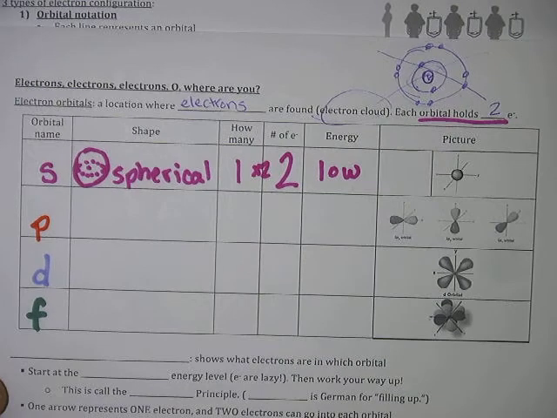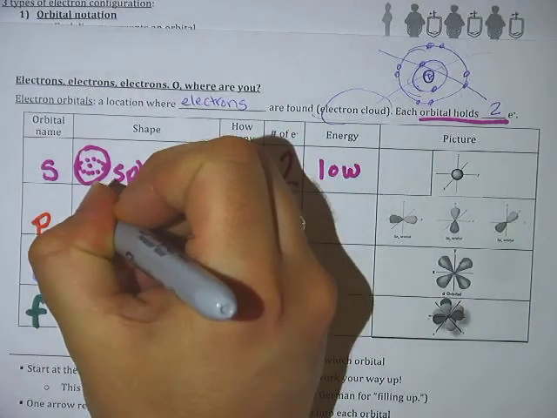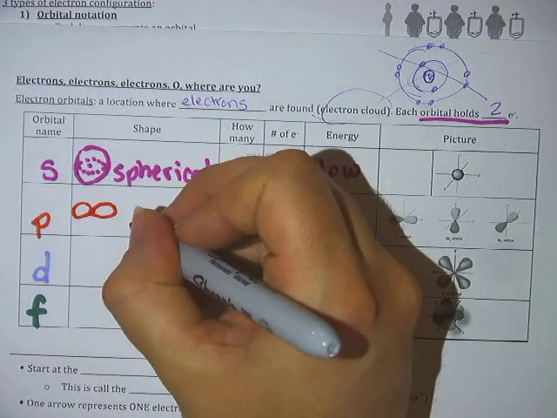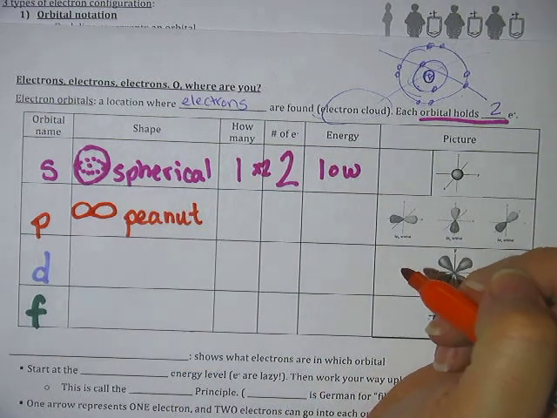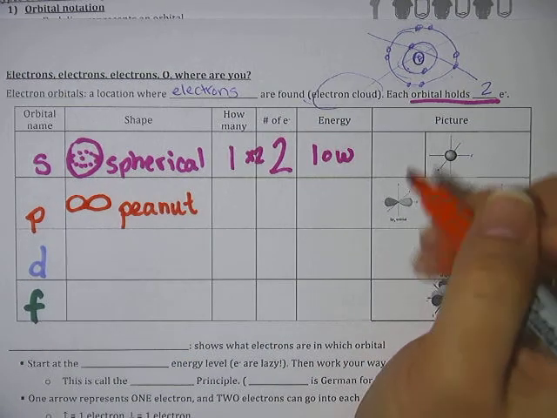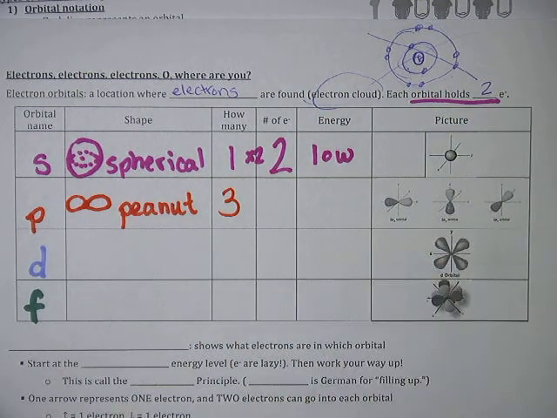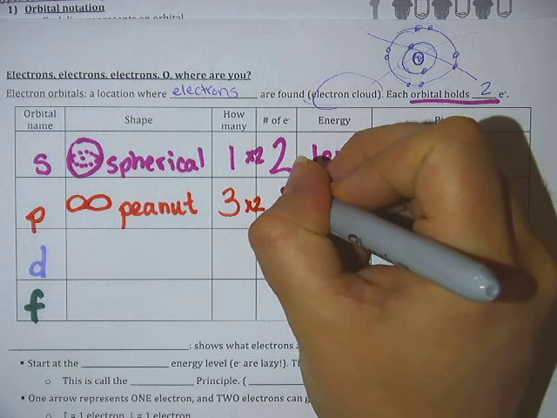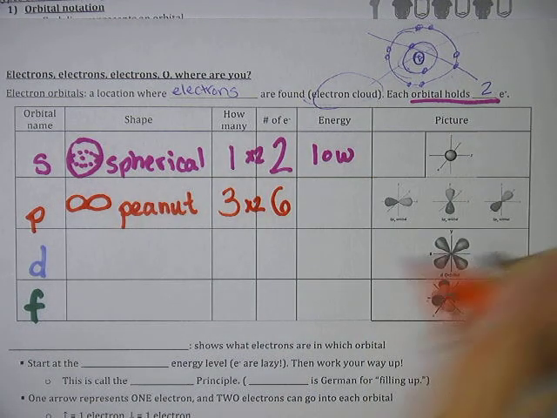Okay, switching colors, we'll talk about p orbitals. P orbitals kind of look something like this, and you can think of it as being P for peanut. There are 3 p orbitals in every energy level that can have them. And since each one of those can hold 2 electrons, that is 6 total electrons in the p orbital.